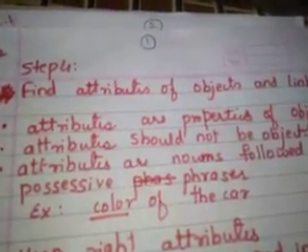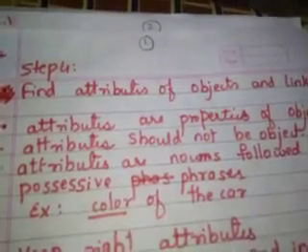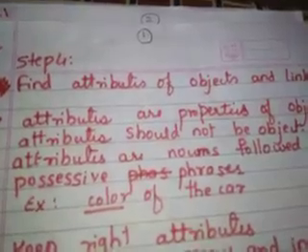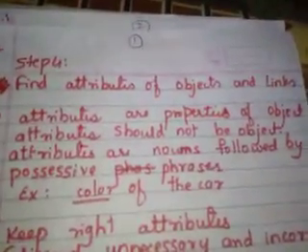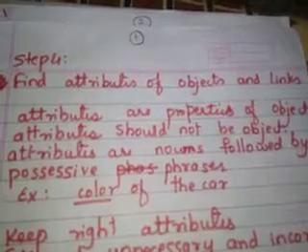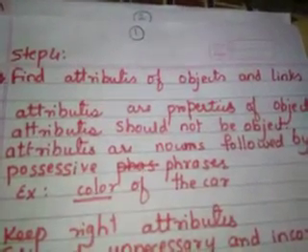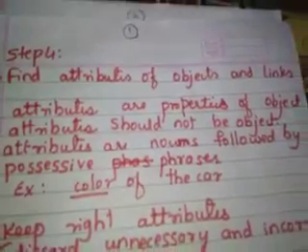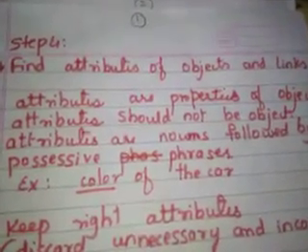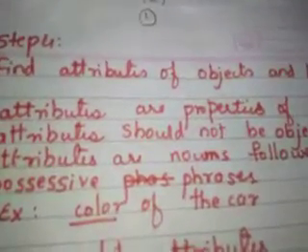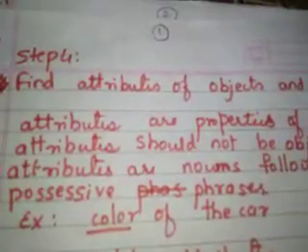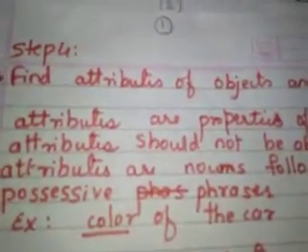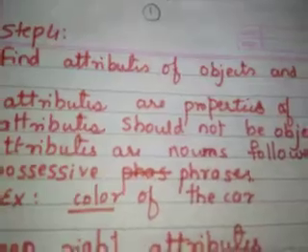Next, today we'll learn about the next step, that is, the attributes of the objects and the links are to be found. As you all know, attributes are the properties of the object and they are also nouns, but along with the noun the attributes have a possessive nature. That is, attributes are nouns followed by possessive phrases. Example, color is a noun, but here possessiveness is there, that is, color of the car. Means the color belongs to some car, right? It is possessed by this particular car.